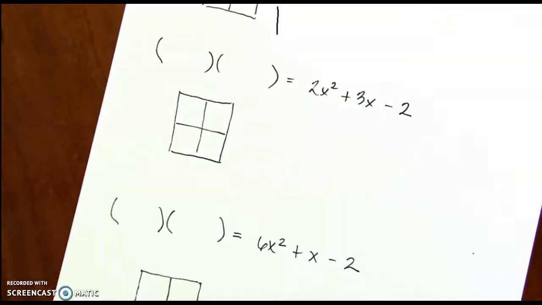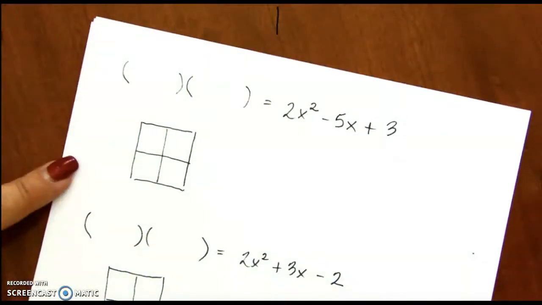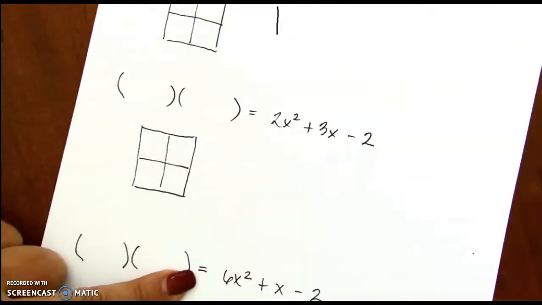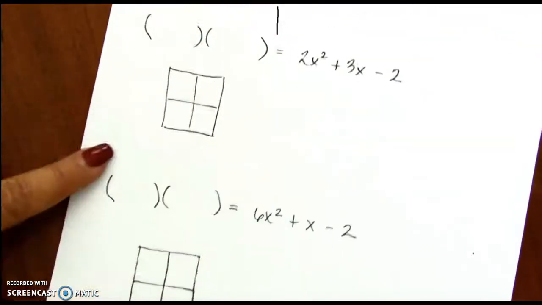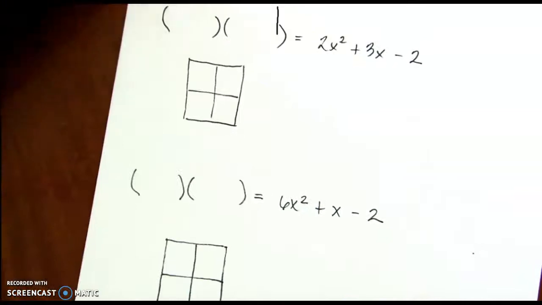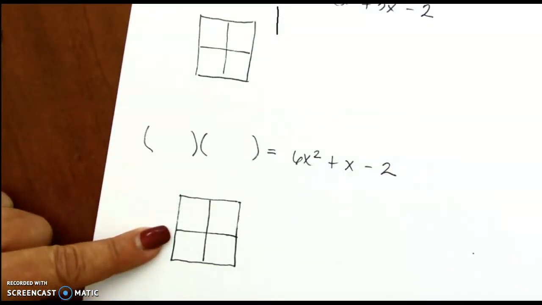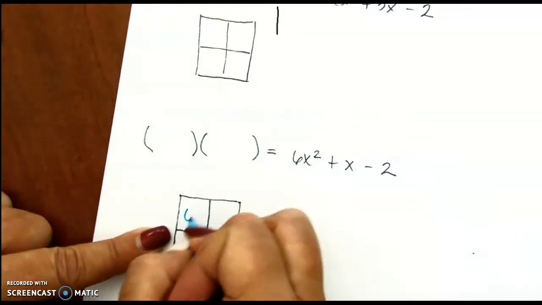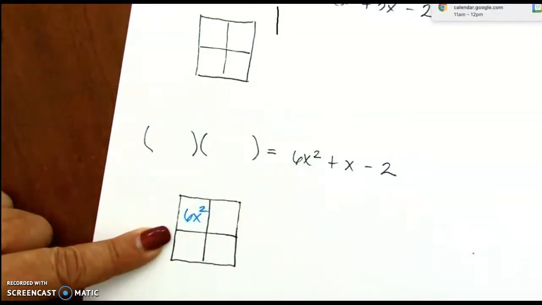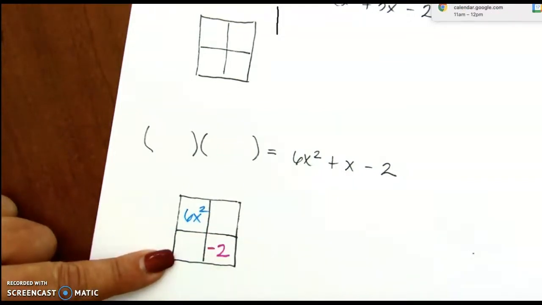I think I'm going to move on to more of a challenge. I had these problems for you, but I want to keep this a little bit shorter, and I only have about another minute or so. So let's do this one. All right, so I have 6x squared, and I have -2. So I need to figure out what I'm going to put in these two boxes here.